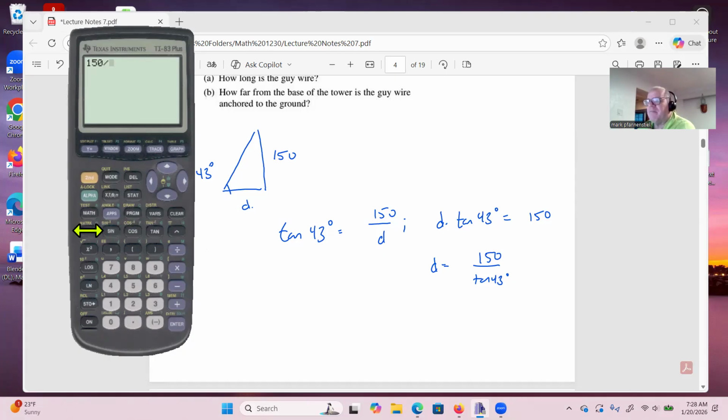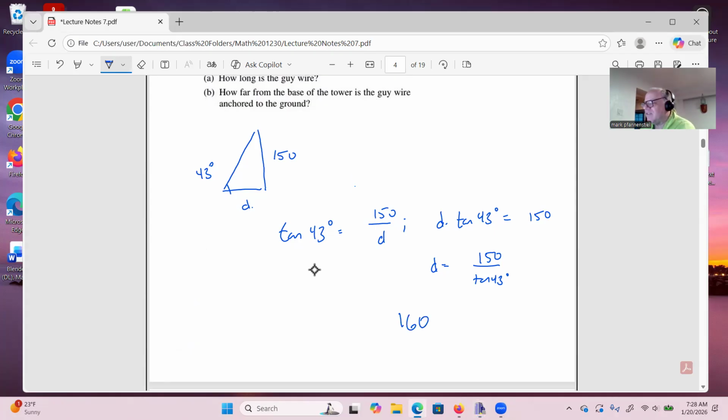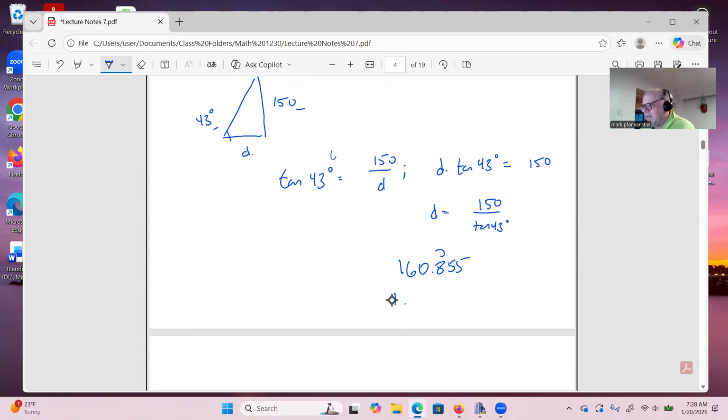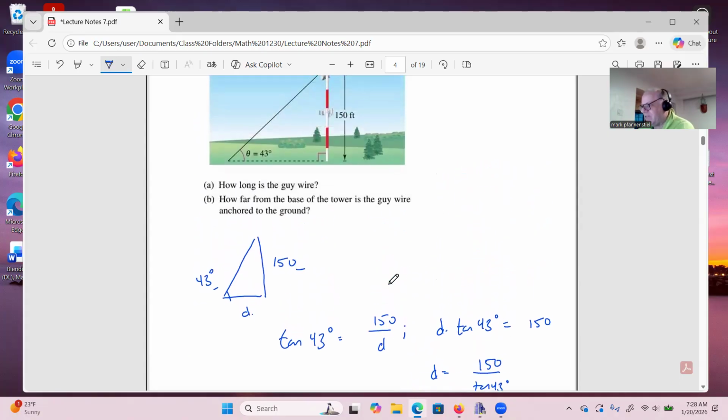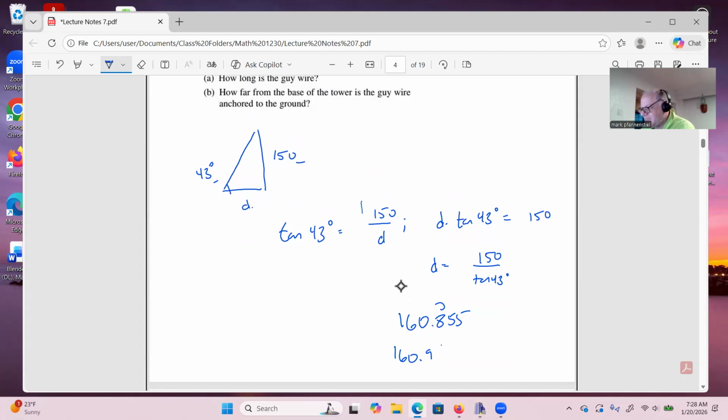Okay, so we have divided by, and where's my tangent? There it is. Tangent of 43 degrees. All right, and then equals, and that's going to be 160.855. But again, I'm going to go to one decimal place because we had no decimal places in anything we were given. So I'm going to say this is going to be 160.9. And then what were my units here? They were feet. Okay, so that's going to be my answer, right?